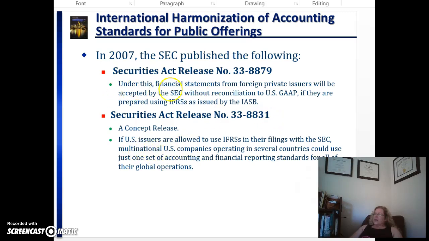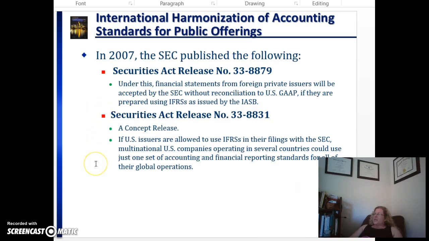In 2007, there were a couple of releases published. This one, the Securities Act release number 33-8879, states that financial statements from foreign private issuers are going to be accepted by the SEC without reconciliation to US GAAP if they are prepared using International Financial Reporting Standards as issued by the IASB.